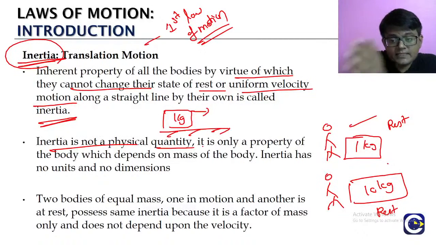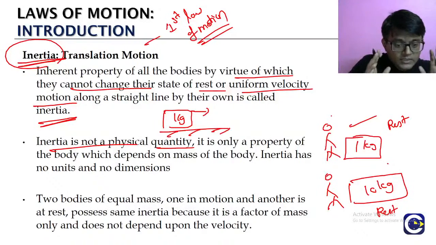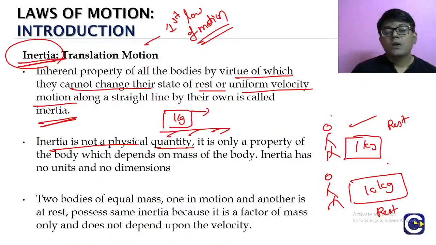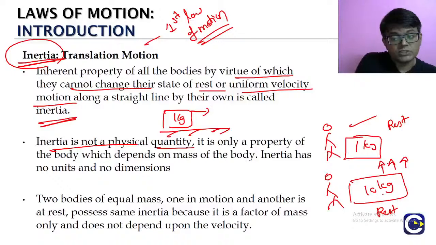For that, let us go back to the same example. You have a 1 kg object at rest and a 10 kg object at rest. You try to generate motion in them. Where do you find it difficult to generate the motion? Obviously with 1 kg you push it with a small force and it starts moving. With 10 kg you have to give a lot of push, isn't it? So it is difficult to generate the motion in the 10 kg case. This is opposing.